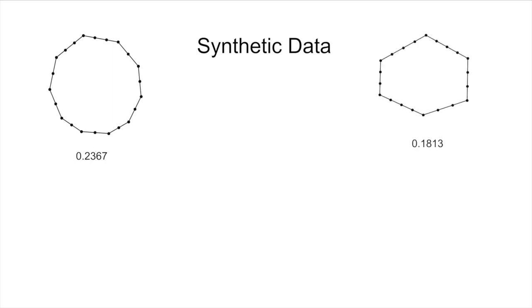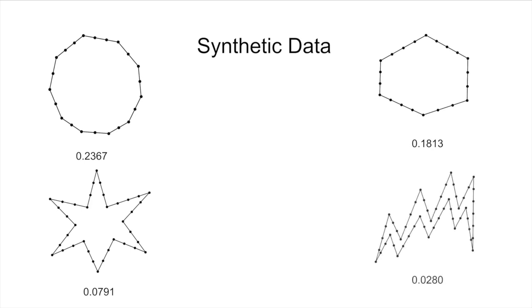Now we see results on some synthetic data. First up is this roundish polygon that has a high score. This pentagon is less round than the previous example, as we can see. The star-shaped polygon is not fat, and the score reflects that. Even skinnier is this snake-shaped polygon. And let's not forget our favorite polygon.